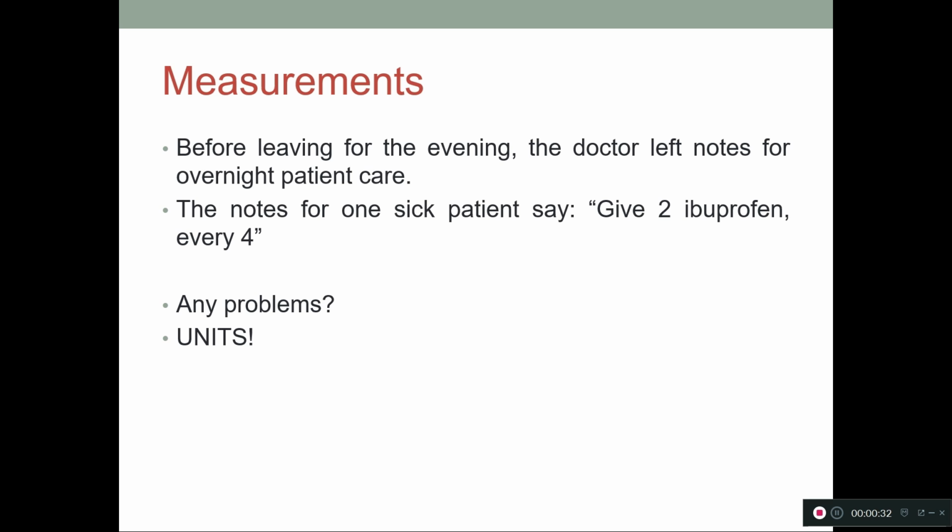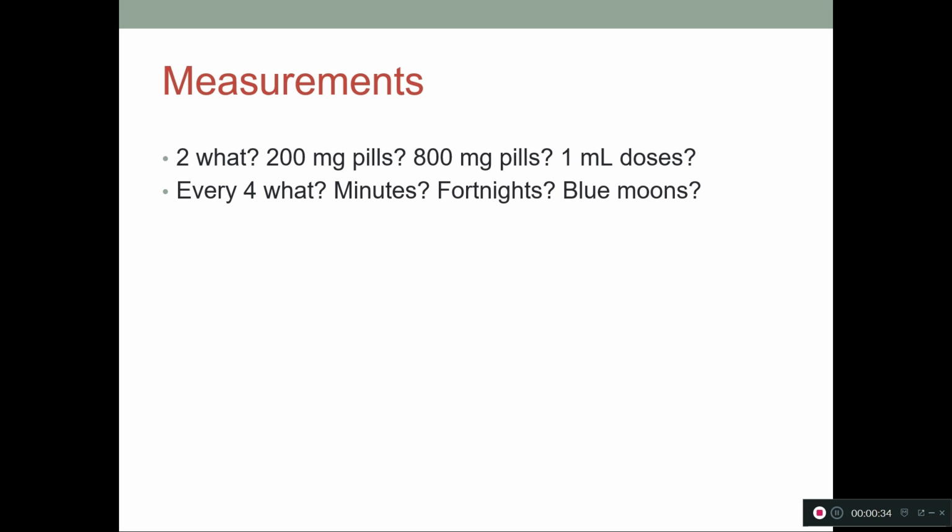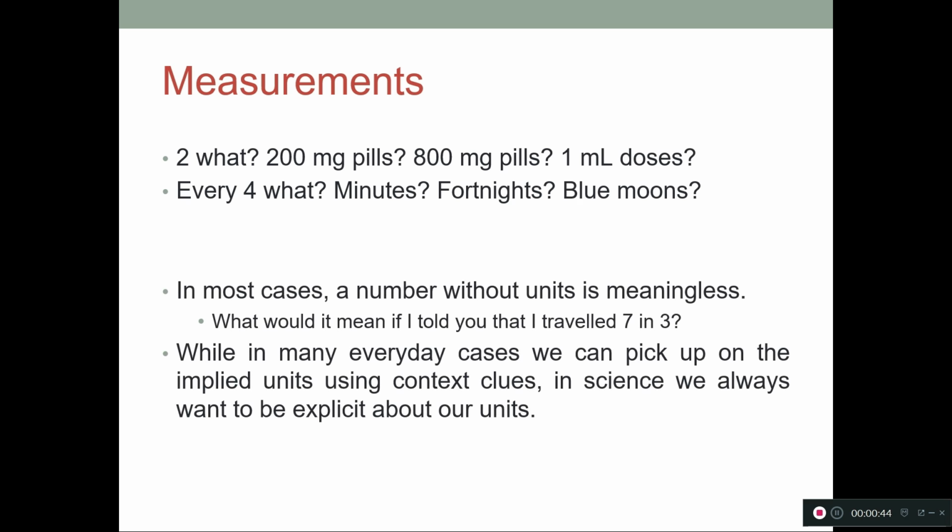So when it says give 2 every 4, 2 what? 200 milligram pills, 800 milligram pills, 1 milliliter doses, and every 4 what? Minutes, fortnights, blue moons? So without these units, this number is somewhat meaningless. So for instance, if I told you that I traveled 7 in 3, what would that even mean?